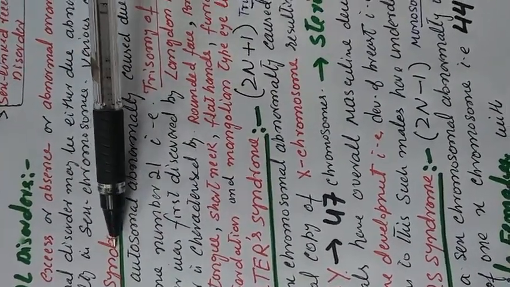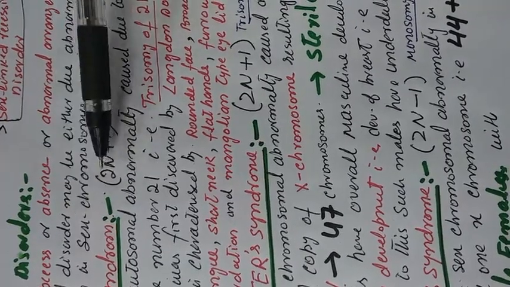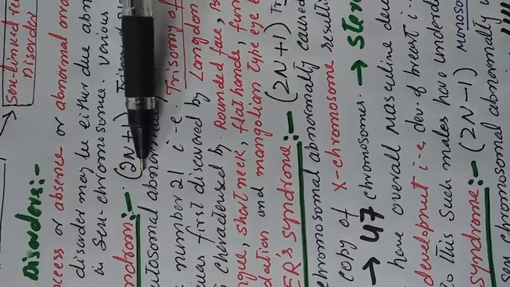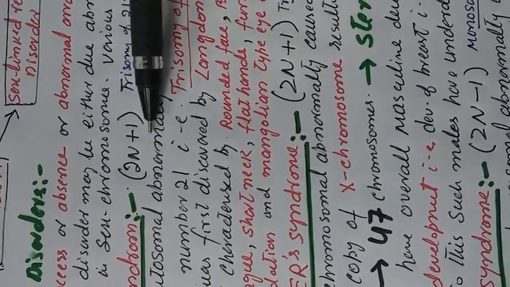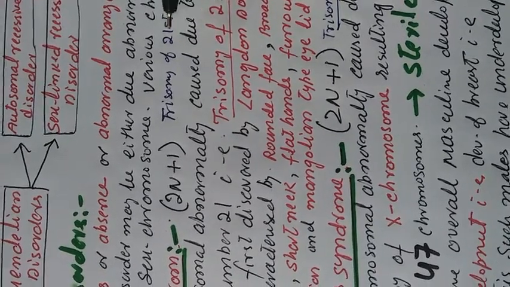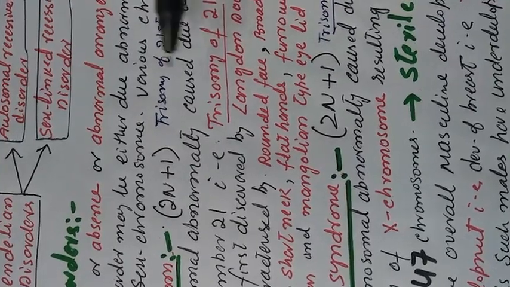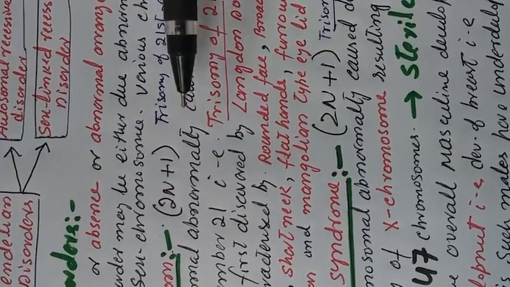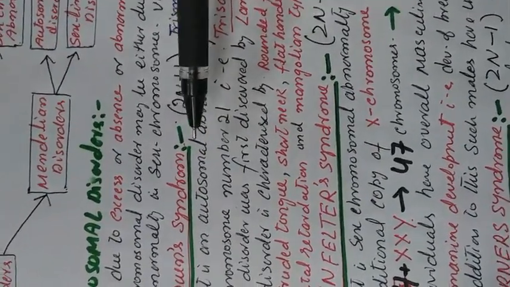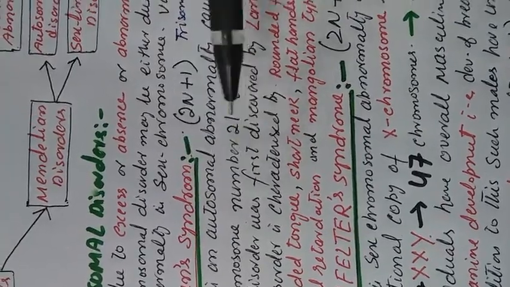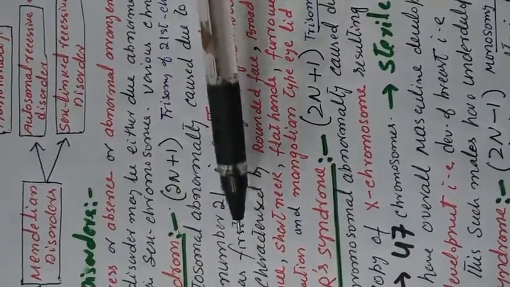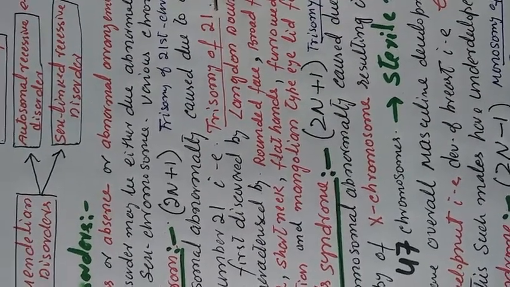So far as Down syndrome is concerned, it can be represented symbolically as 2n+1. That is, in addition to the normal set of chromosomes, there is an abnormal addition of one chromosome. Basically, Down syndrome is caused due to the trisomy of the 21st chromosome. That is, at the 21st chromosome, instead of two alleles, there is another allele present, that is 2n+1 or trisomy of the 21st. Since this disorder occurs in the autosomes, it is an autosomal abnormality caused due to an additional copy of chromosome number 21.